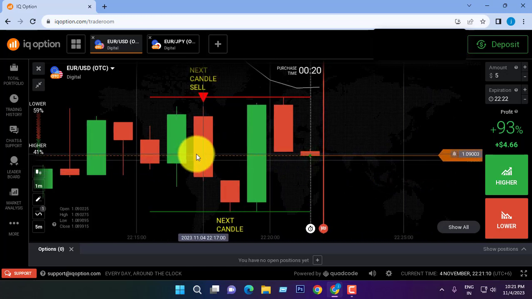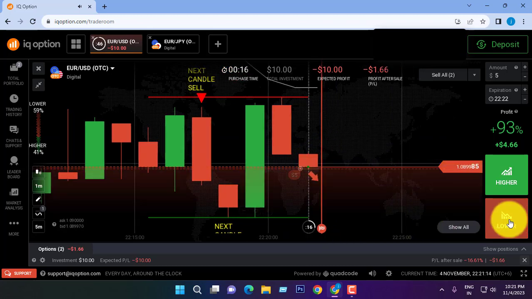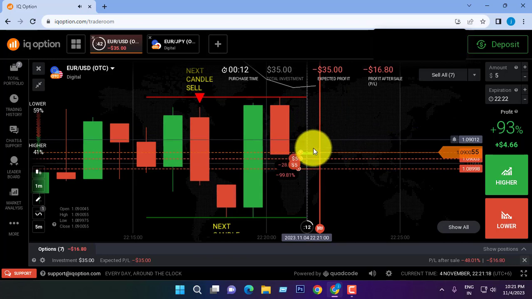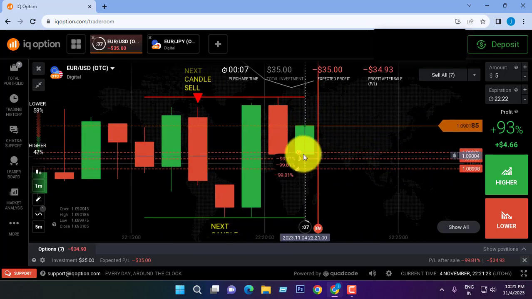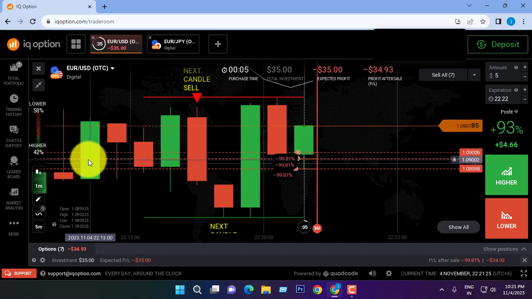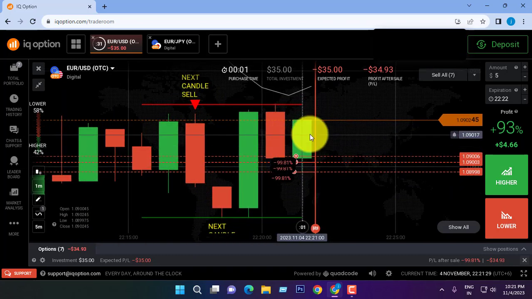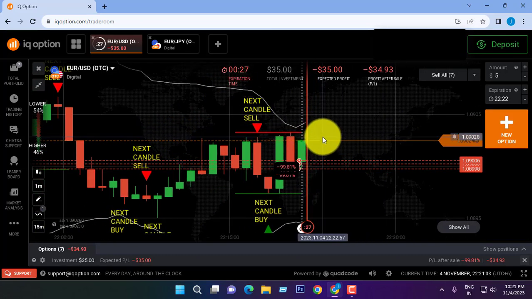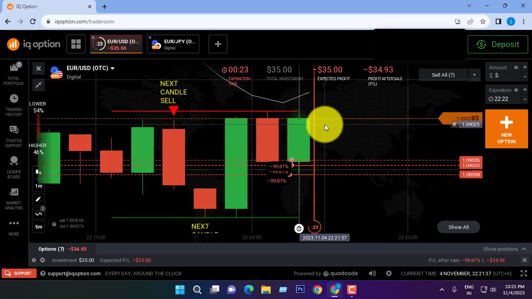Here is a, okay, I had placed many trades on lower option because as you can see this is an OTC market pattern. Here is one green and two red, one green two red, and one green two red. But let's see the result. If I lose this straight, I can recover this straight, no problem.